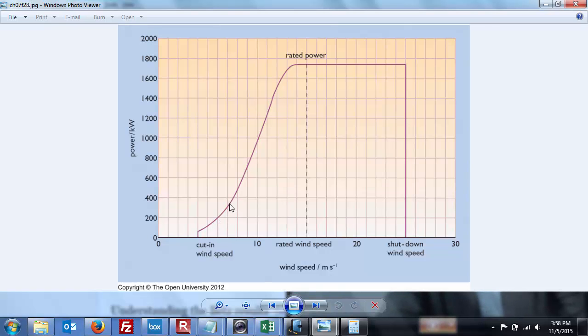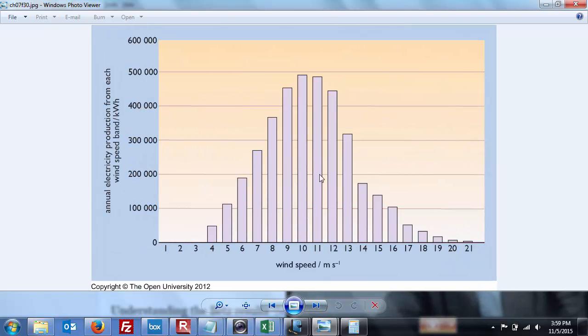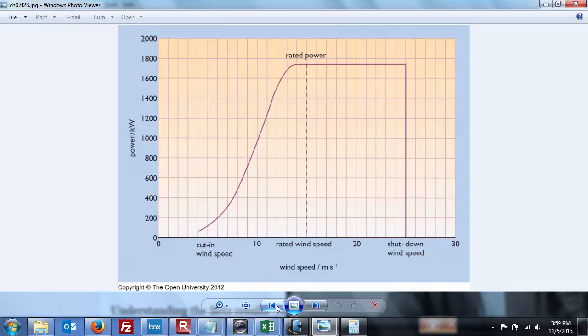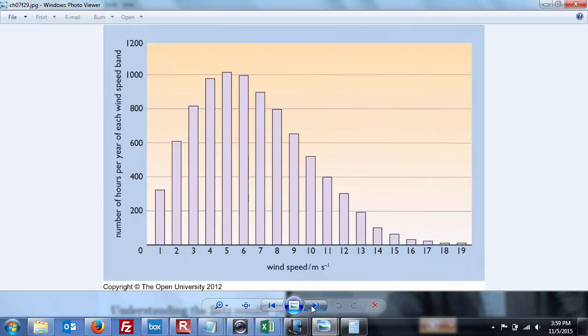Not as much speed here, but less frequency. But as it turns out, for this particular technology, 10, 11 meters per second are sort of your money makers. You're going to make a lot of power out here at 19, 20, 21, but the wind just doesn't blow that frequently, so you don't get a whole lot of juice there. Okay, so these three curves are meant to be interpreted together.